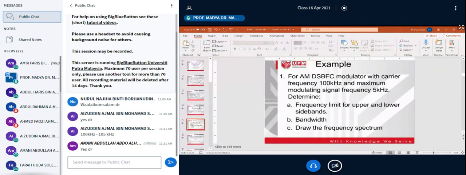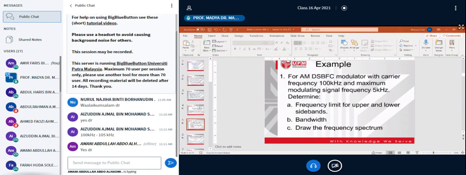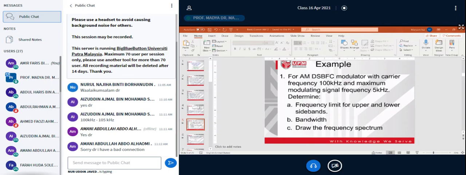Amani terus left. Okay, anyone? Luman Hakim, can you give me the upper side, lower side band? Okay, Amani is typing. You can try type here. Luman Hakim, bandwidth. It's better you answer now rather than later. The question will be more like calculating the voltage and also the power.